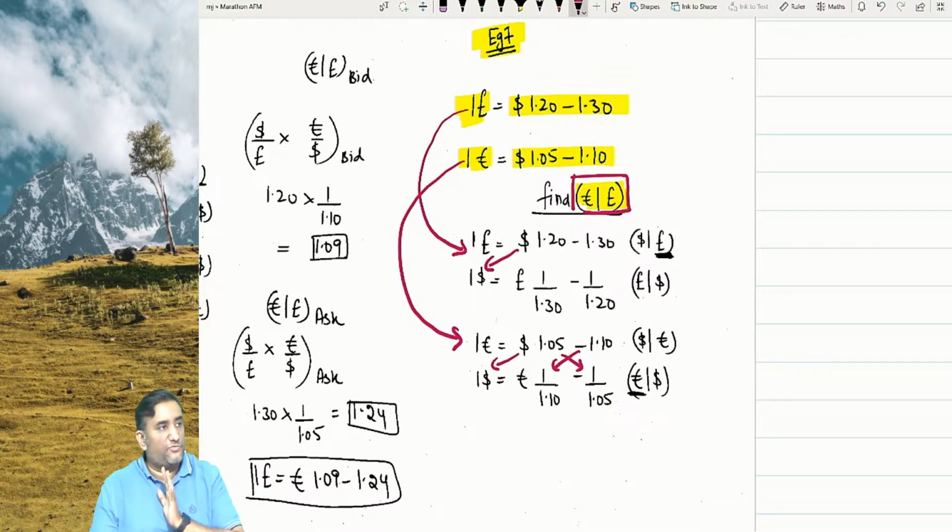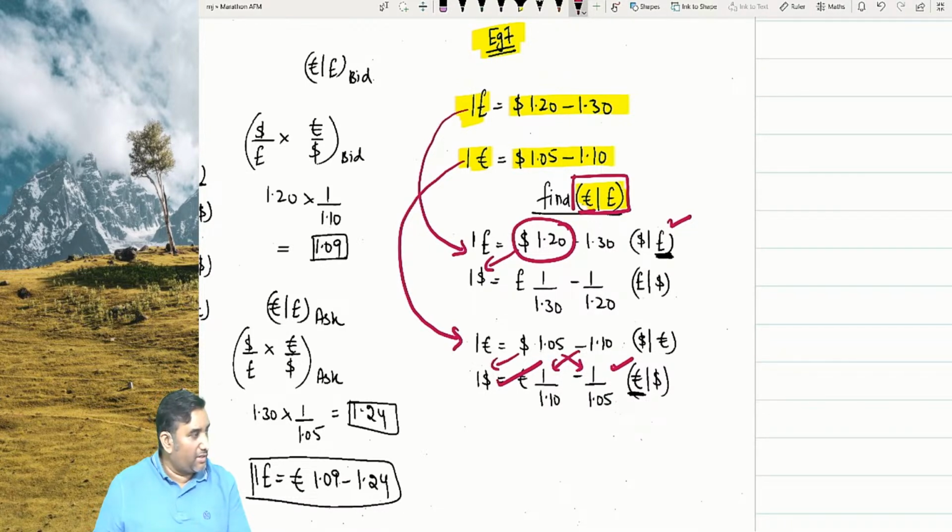Then once I make these four, which will be easier for every one of you, euro on the top is in the fourth quotation and pound on the bottom is in the first. So when we multiply first and fourth, we'll get the answer. First and fourth, that means to multiply 1.20 into 1 divided by 1.10, we'll get the bid rate. Multiply 1.30 into 1 divided by 1.05, you'll get what? Ask rate. Quickly check this out.